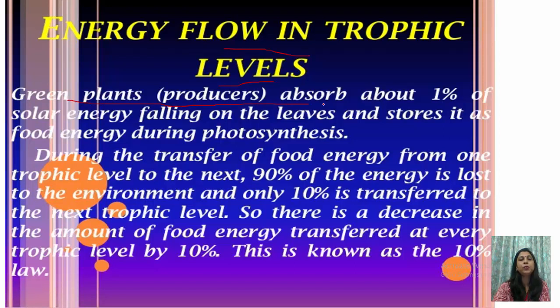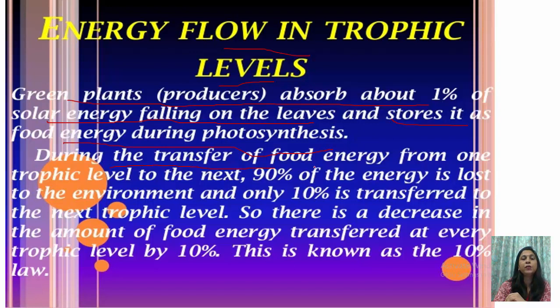Green plants, producers, they absorb about 1% of the solar energy falling on the leaves and store it as food energy during photosynthesis. Means jitni bhi energy green plants ko available hai from the sunlight, they absorb only 1% of that solar energy. Okay. And after absorbing that solar energy, they undergo the process of photosynthesis. Food is prepared and this food is stored in the form of chemical energy inside the body of the plant.